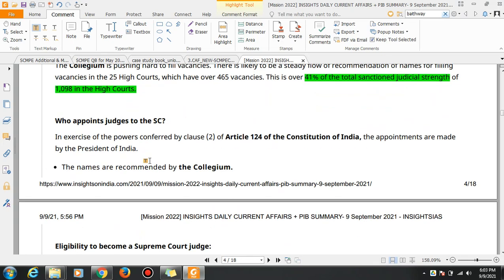Who appoints the judges to the SC? In the exercise of the power conferred by Clause 2 of Article 124 of the Constitution of India, the appointments are made by the President of India. Names are recommended by the Collegium.